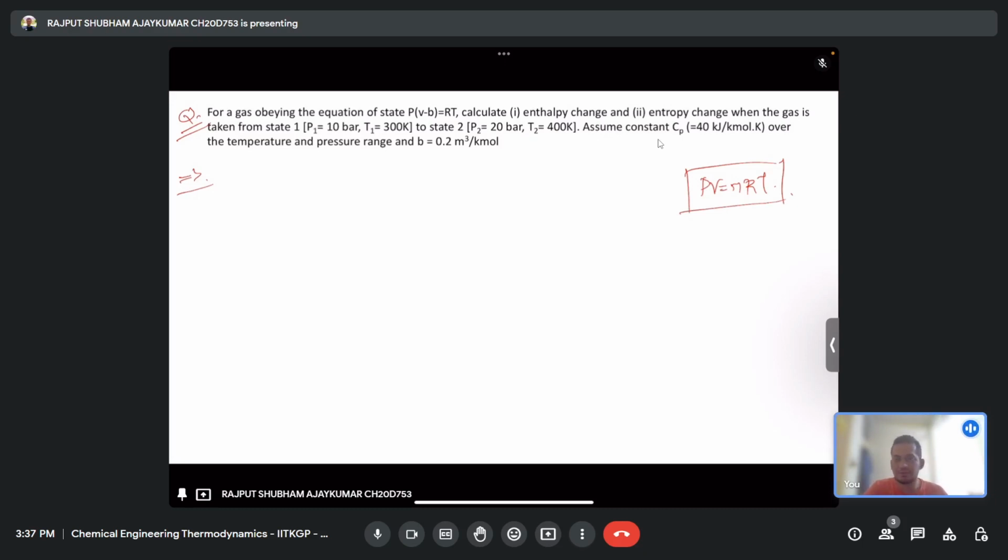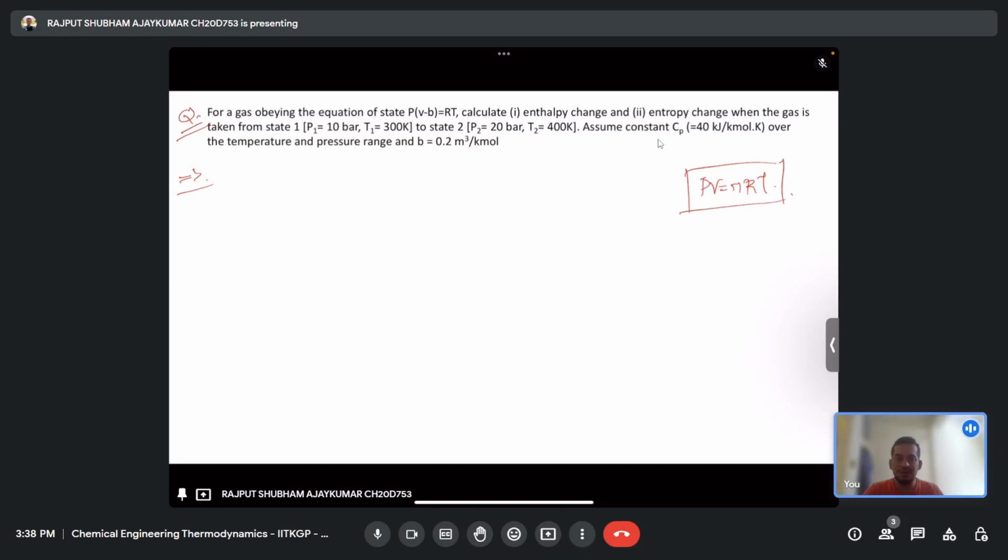So the question says: for a gas obeying the equation of state P(V minus B) equal to RT. This one is much more related to the van der Waals equation of state, so that is the first one in terms of non-ideal systems. Calculate the enthalpy change and entropy change when the gas is taken from state 1, which has a mentioned pressure and temperature, to state 2. Assume the specific heat at constant pressure is given to us as 40 kilojoule per kilomole Kelvin, and the temperature and pressure range is given.